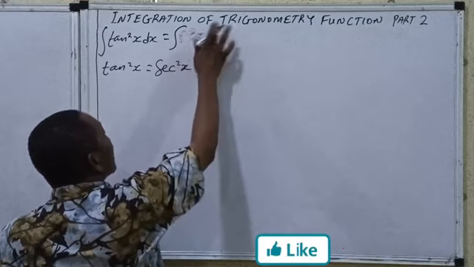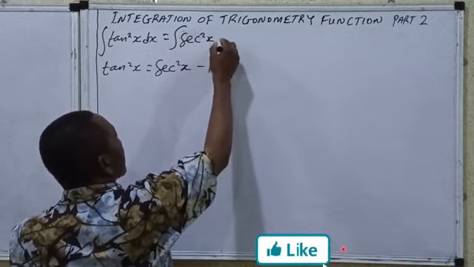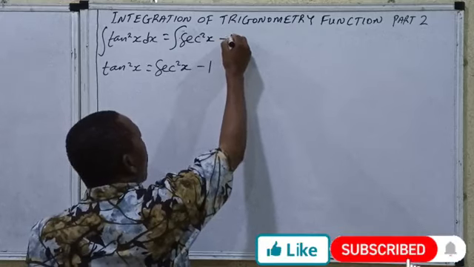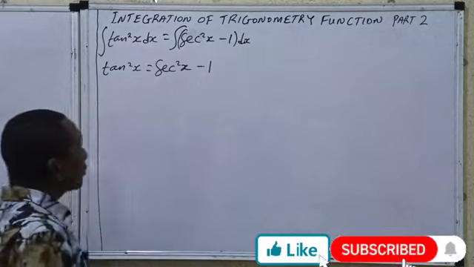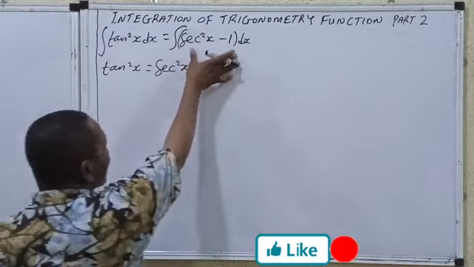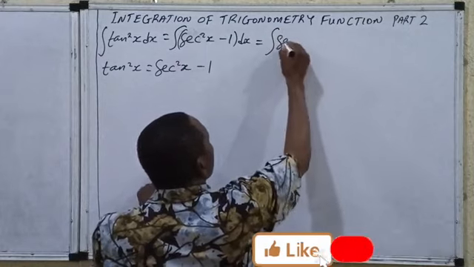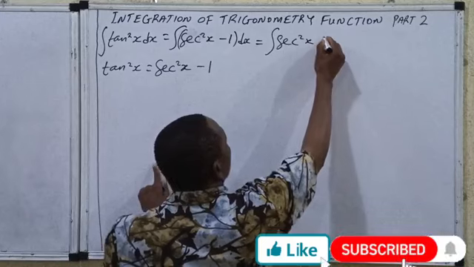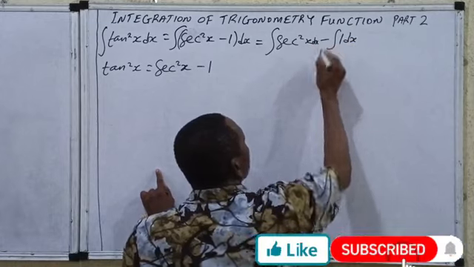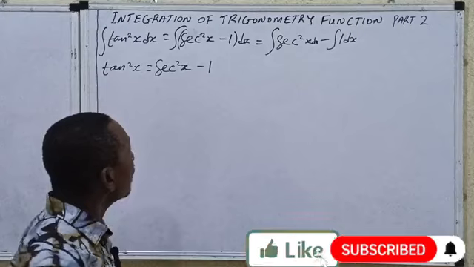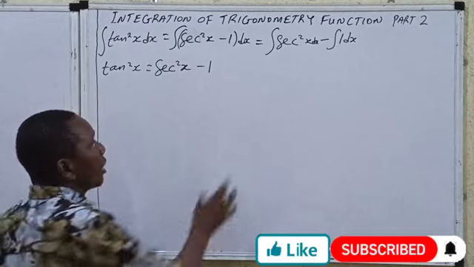Instead of putting tan squared x, just put sec squared x minus 1, and as usual put your dx. Now I can rewrite this as the integral of sec squared x minus the integral of 1 dx. I just separated this; it's still the same thing, nothing changes.